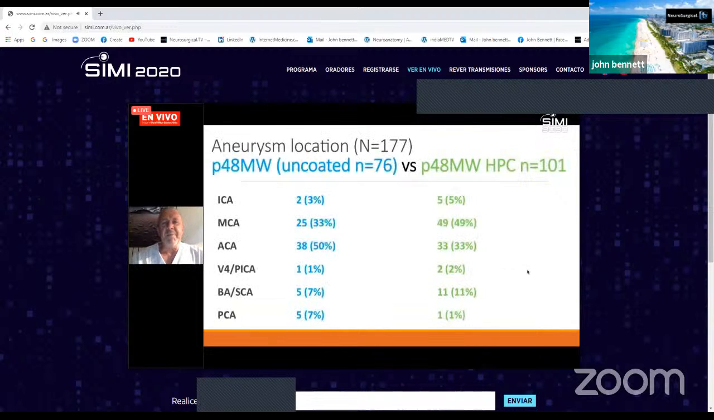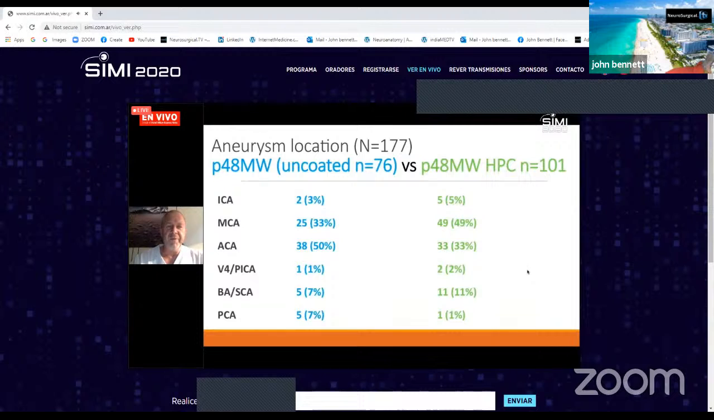This is the summary of our experience. We have, as already mentioned, treated 177 aneurysms, 76 with the uncoated version, and 102 with the HPC coated version. HPC in this context means the implant has a hydrophilic coating, which is significantly reducing the thrombogenicity of the surface of the implant.